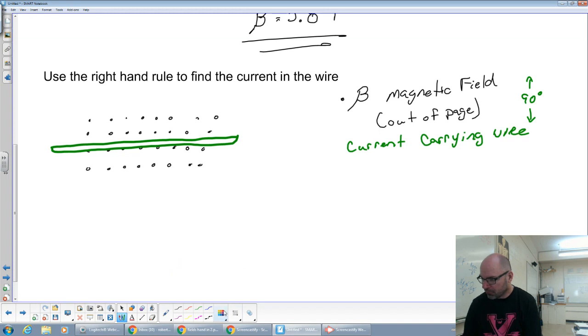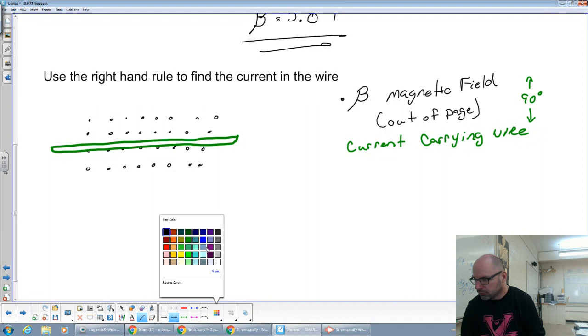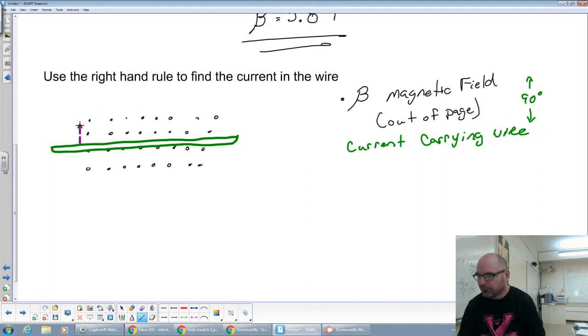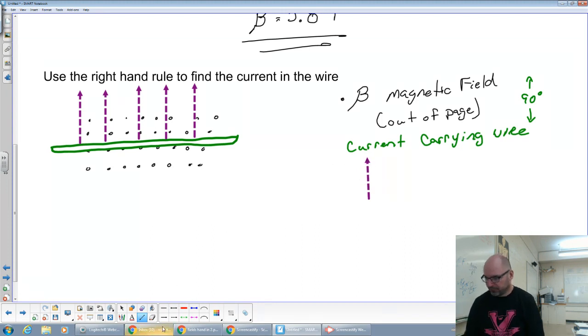Let's put the magnetic force in with some arrows. Let's use a dotted arrow and make it purple. So this represents the force on the wire. We'll write that in purple here.